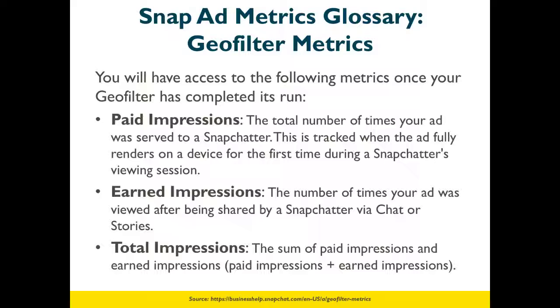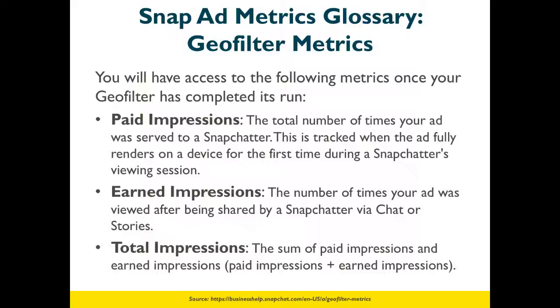And then some definitions of metrics related to geofilter advertising. First of all, you'll have access to the following metrics once your geofilter has completed its run. You'll have the number of paid impressions, which is the total number of times your ad was served to a Snapchatter, and it's tracked when the ad fully renders on a device for the first time during a Snapchatter's viewing session. And then you have earned impressions, which are the number of times your ad was viewed after being shared by a Snapchatter via chat or via stories.